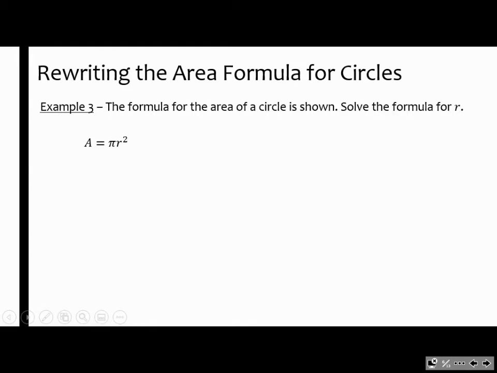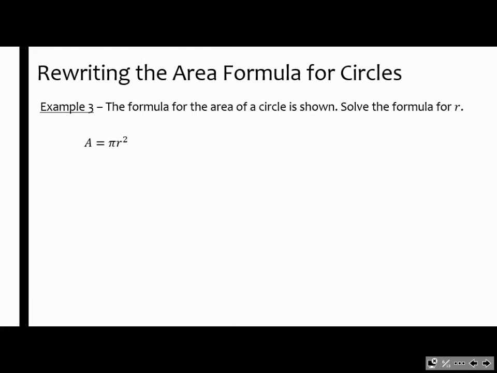The formula for the area of a circle is shown. Solve the formula for the radius, or r. So area equals pi times the radius squared, one that you hopefully have memorized. If not, I recommend it. So what we're going to say is, I know the area of a bunch of circles. I need to figure out all of their radii. So it would be simpler for me to know r equals, and then plug in the areas and just let the calculator do the work.